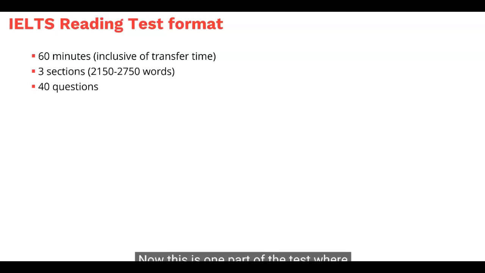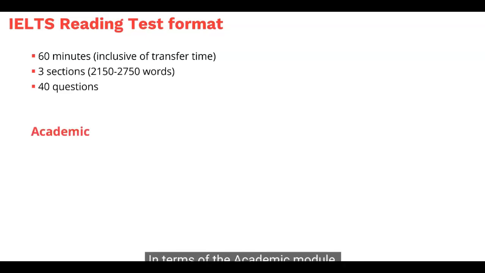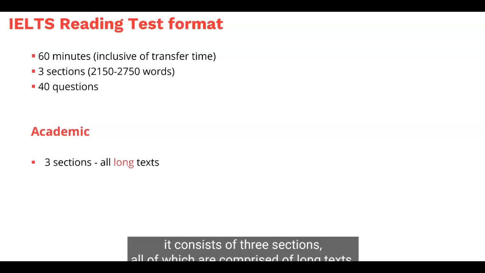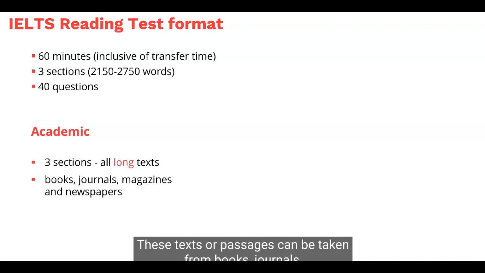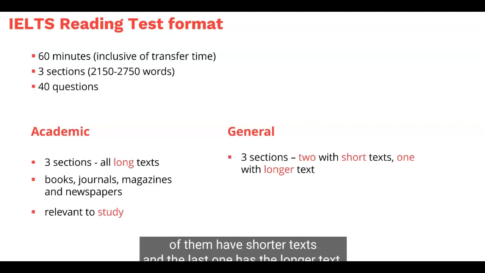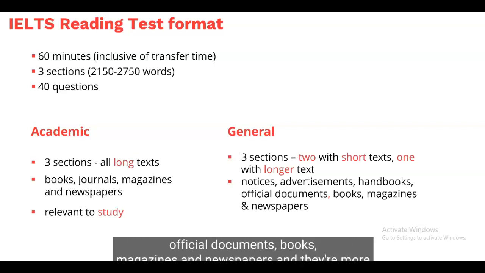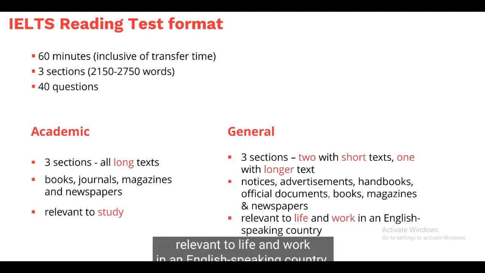Now, this is one part of the test where there's a difference between the academic and general training modules. In terms of the academic module, it consists of 3 sections, all of which are comprised of long texts. These texts or passages can be taken from books, journals, magazines, or newspapers, and they're more relevant to study. The general training, on the other hand, also consists of 3 sections, but 2 of them have shorter texts, and the last one has a longer text. These texts or passages can be taken from notices, advertisements, handbooks, official documents, books, magazines, and newspapers, and they're more relevant to life and work in an English-speaking country.